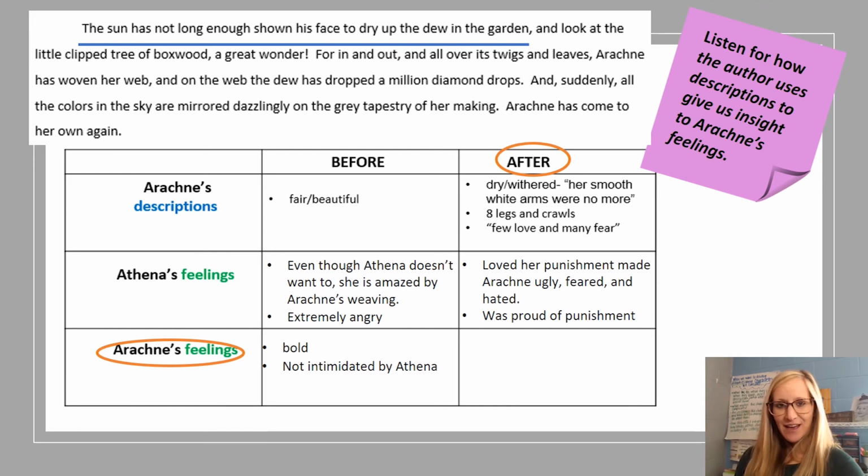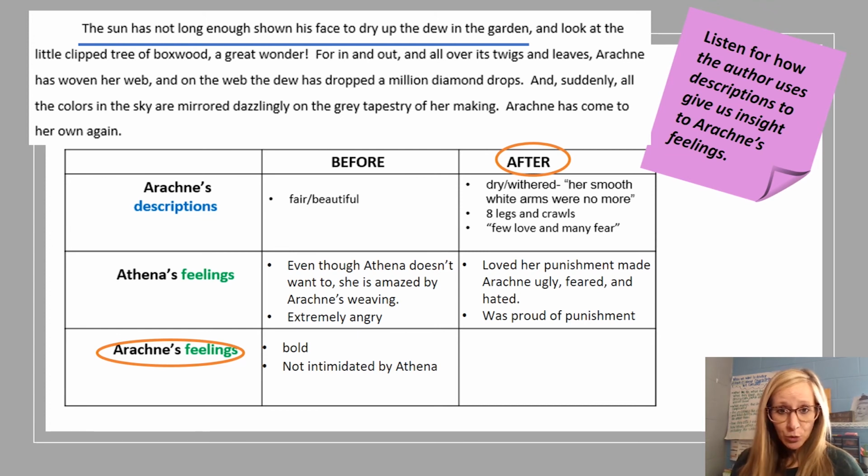So I want us to investigate here what words the author has deliberately added to help us to begin to think about Arachne's feelings after her transformation to a spider. So let's think about who is speaking in this section. Yeah, we have the narrator's perspective here. Notice we don't have Arachne's thoughts or dialogue. And I want you to take a look at the line that is underlined. The sun has not long enough shown his face to dry up the dew in the garden. What might this be telling us about Arachne here?